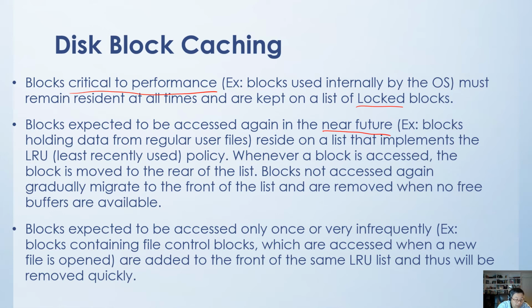And then blocks expected to be accessed only once or very infrequently, for example, blocks containing file control blocks, which are accessed when a new file is opened and then will never be used, are added to the front of the same least recently used list. If it's at the front, then it will be removed quickly, because this block will be used only once. Okay, so let's take a look at an example. Let's draw the hashing table to illustrate how this disk block caching is used.